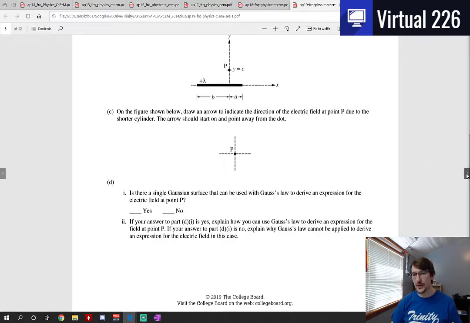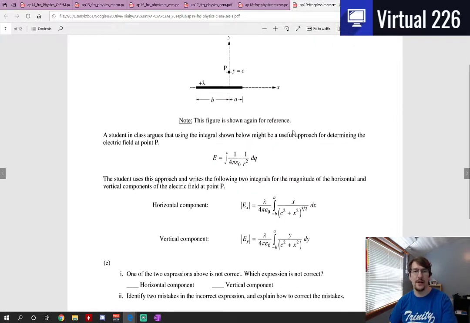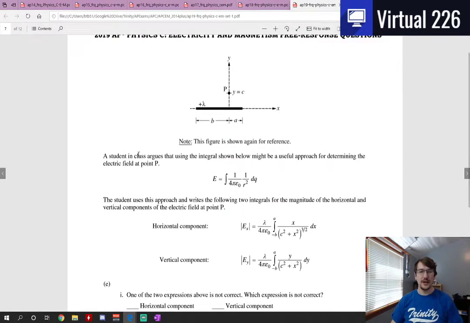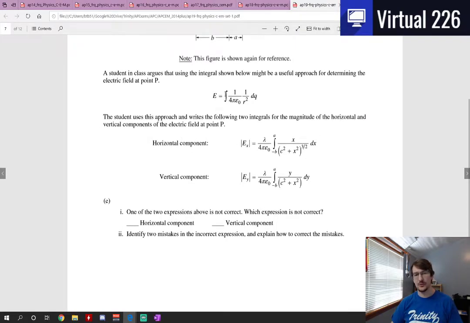In our last part here, a student is arguing that we could use this integral in order to determine the electric field, which is absolutely right. An electric field is just kq over r squared, where 1 over 4 pi epsilon naught is k, dq is some charge amount, and r squared is a distance. They're saying that if I take all the tiny bits of charge and integrate them, adding them all up, I'll get the electric field. But we're going to have both a horizontal component, because this is at an angle, and a vertical component. So they're saying I can use this idea to write these two integrals.